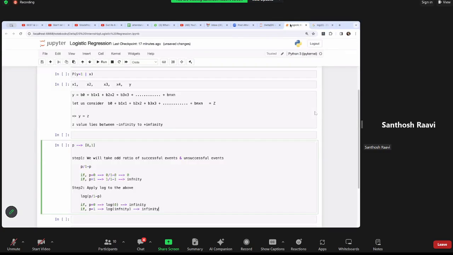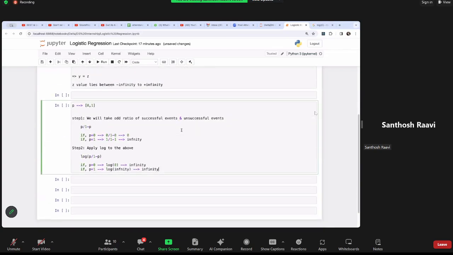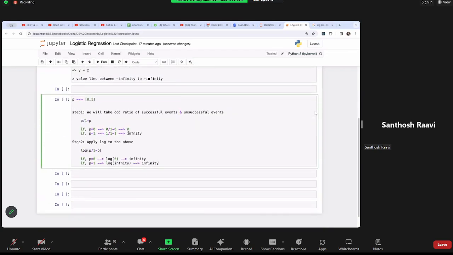So here, from 0 to infinity, we have converted to minus infinity to infinity. You can consider it as minus infinity to infinity or infinity to infinity, anything. Minus infinity or infinity is one and the same with respect to the sign. What we have done is take the odds ratio of successful and unsuccessful events, p by 1 minus p. The value of this will always lie between 0 and infinity. You applied log here, and it converted into minus infinity to infinity.